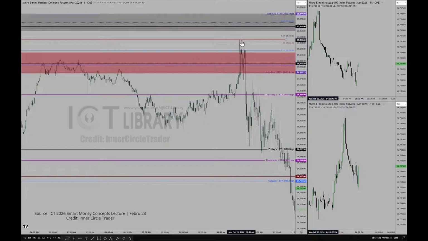So changing the state of delivery, we watch and see because it could go up into that gray box. Why? Because Monday's regular trading hours opening range gap is last Friday's 4:14 p.m. Eastern Standard Time regular trading hours closing price. That's what that price is up there. That gray box is new week opening gap.